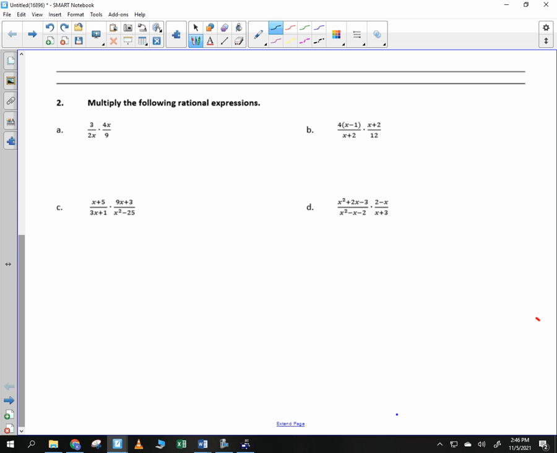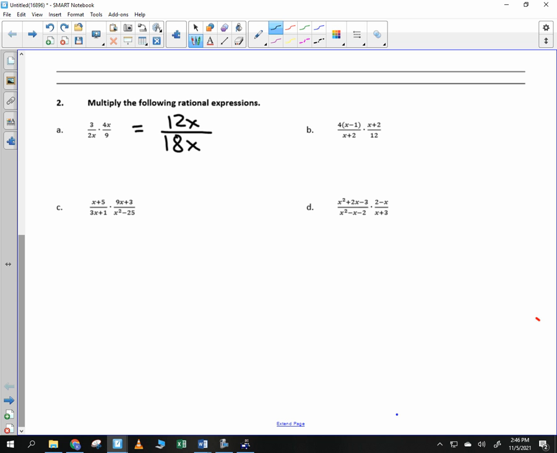Multiply the following rational expressions. We want to be able to multiply. In order to multiply, we just multiply straight across. So 3 times 4x is 12x, and 2x times 9 is 18x. At that point, you can simplify it. However, I choose to do it a different way, a way that I think is a little bit more effective. Can I show you how I do it?